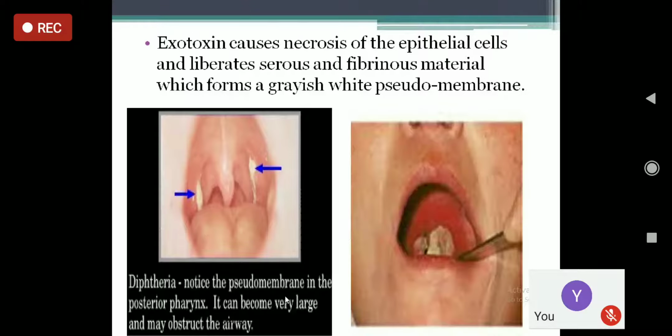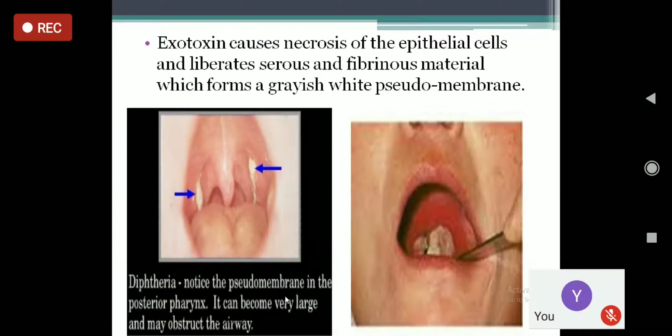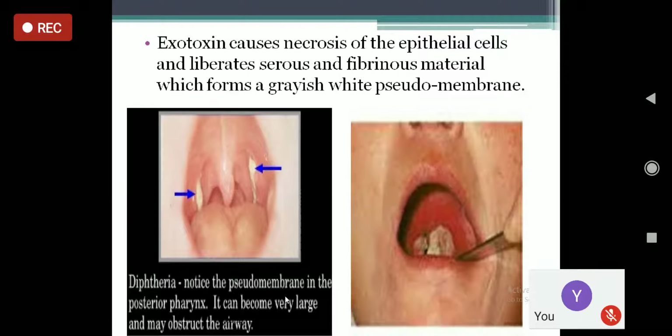So exotoxin causes necrosis of the epithelial cells and liberates serous and fibrinous material which forms a gray white pseudomembrane. So how is this pseudomembrane formed? This exotoxin produced by Corynebacterium diphtheriae causes necrosis. Necrosis means death of the cells of an organ or tissues. So it causes death of the epithelial cells of the mucous membrane inside the oral cavity, and liberates serous and fibrinous materials. Now, these serous and fibrinous materials form a grayish-white pseudomembrane.